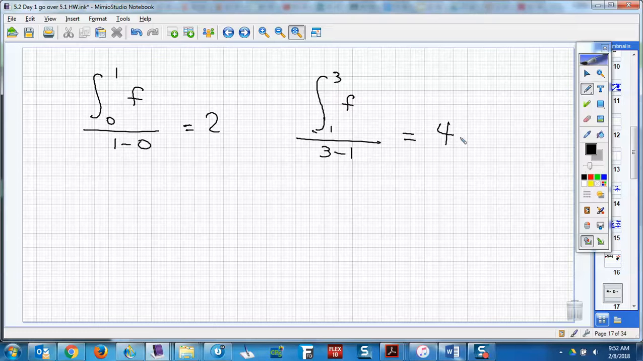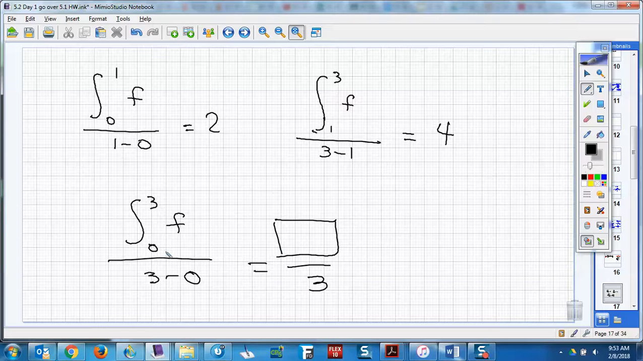Then they say, what is the average value from 0 to 3? Well, the average value from 0 to 3 would be the integral from 0 to 3 divided by what? 3 minus 0, right? That's the average value formula. It's the integral from a to b divided by b minus a. Okay? So, that's what we're trying to find. Well, we already know the 3 down here, so that's easy. What we need to find is this right here. We need to find the area from 0 to 3.